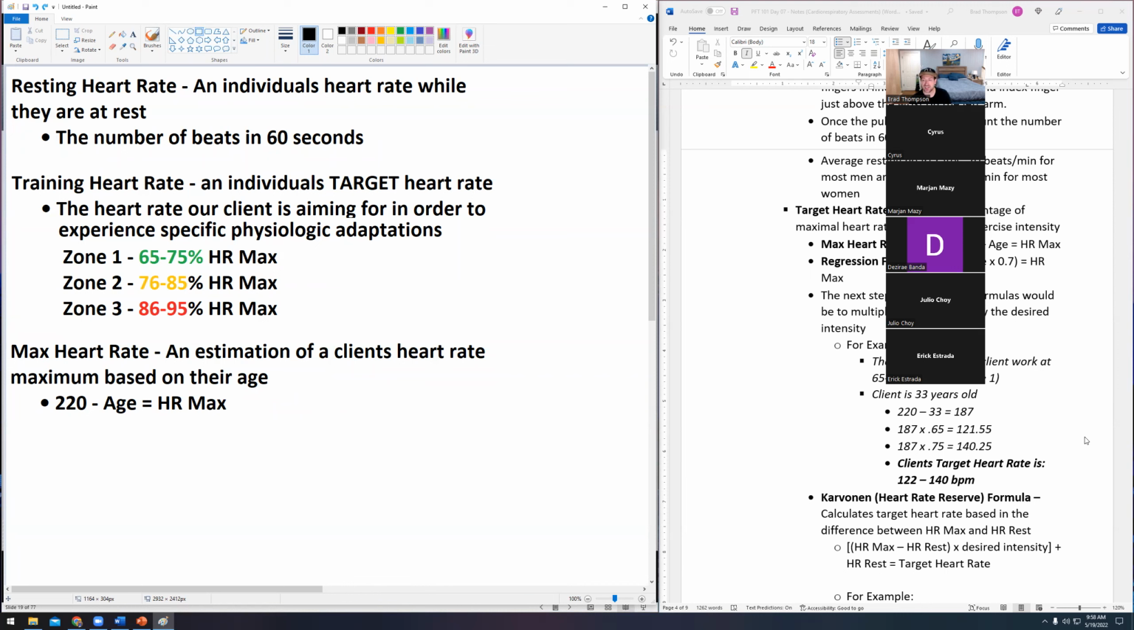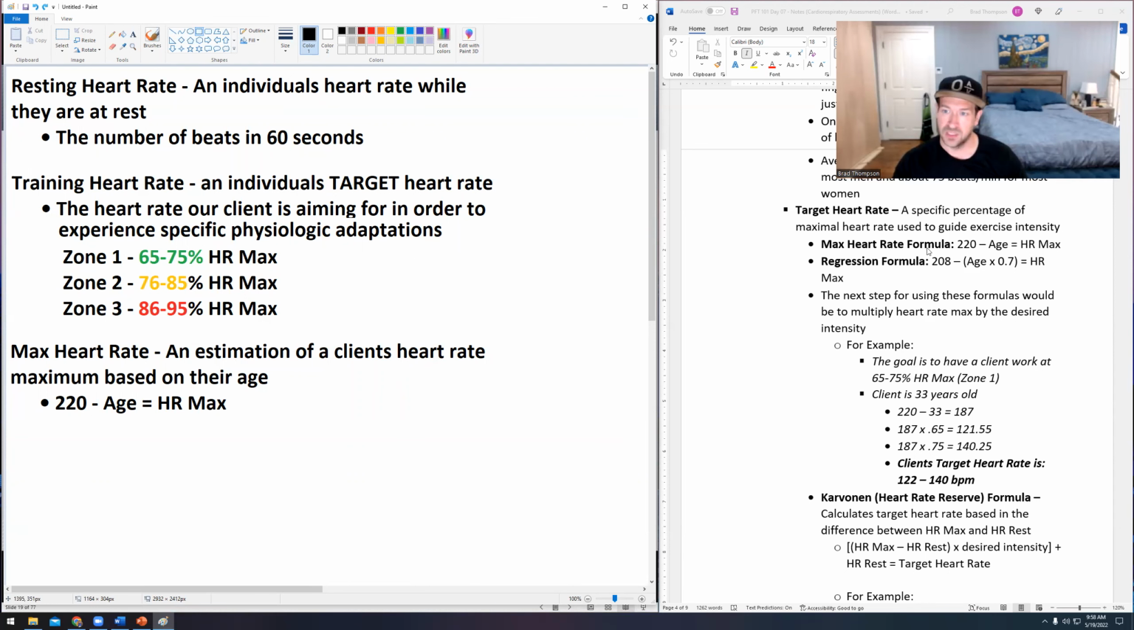But they may ask you any questions. You need to be able to spot this formula in a crowd and recognize it. There is another formula out there, by the way, that is a little bit more popular nowadays. It's called the regression formula. It's the same concept, but it's 208 minus 70% of your age. I do find this to be very accurate, actually. But for a 40-year-old client, they would actually be the same.